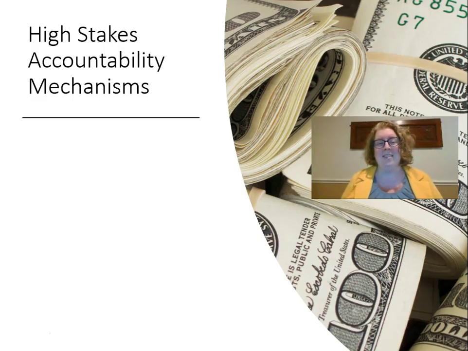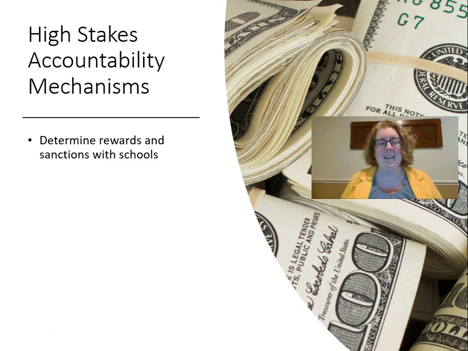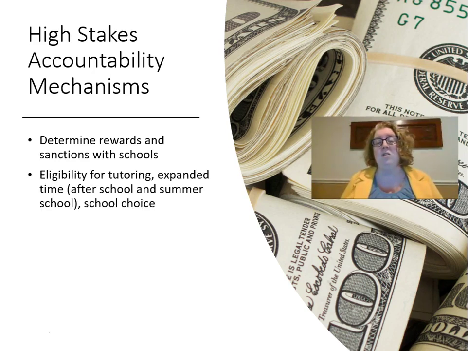So what are some of the mechanisms in our accountability? What happens to schools when they don't have a passing grade at the end of their accountability with their test scores? So it definitely determines rewards and sanctions with the school. So what are some of those rewards and sanctions? Eligibility. So when a school has a failing grade, or we call them turnaround schools, I think in Duval County, they might have eligibility for tutoring, expanded time, after school and summer school availability for schools and for teachers.